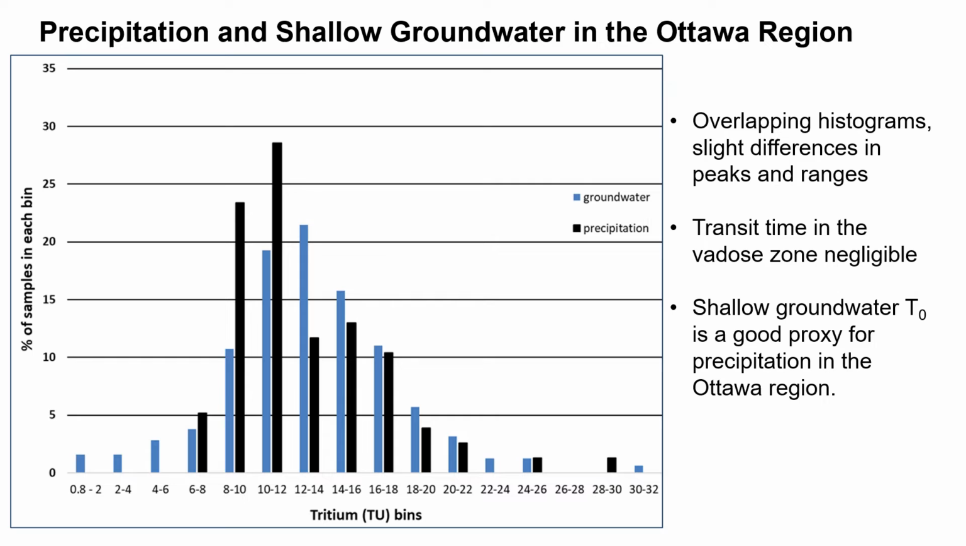At the low tritium end, the shallow groundwater data set contains a few samples, 7% of the total actually, where the precipitation doesn't reach that low, but at the high end they match well. So generally the good agreement between the two data sets supports the use of our shallow groundwater interpolation as a proxy for a precipitation T0.